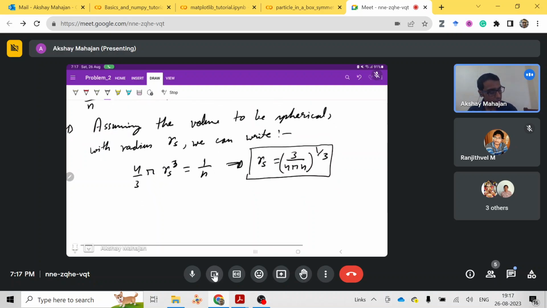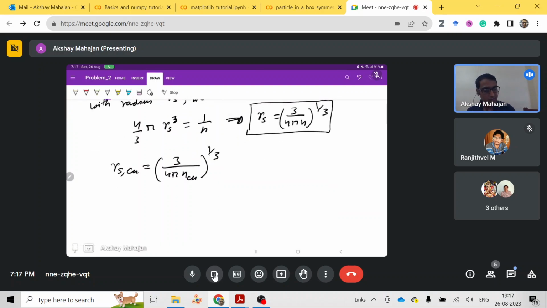In this formula the only variable we have is n. So we can find Rs for copper: it will be (3 upon 4 pi n of copper) whole to the power 1 by 3. We have calculated n of copper, so just put that value here. So for 3.14 into n, which was 8.49 into 10 to the power 22, it was per centimeter cube.